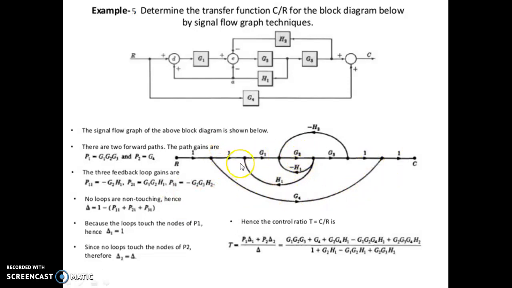So this path, that is if I consider this, means all 3 loops you can have, right? So P11, P21 and P31, then T, that is the transfer function, P1 delta 1 plus P2 delta 2 by delta. So put the values, you get the transfer function.